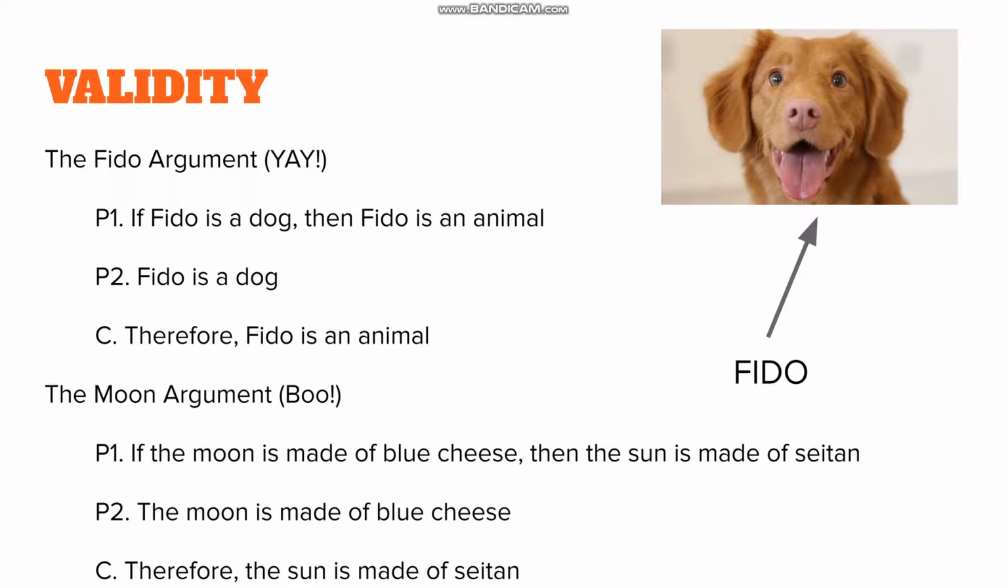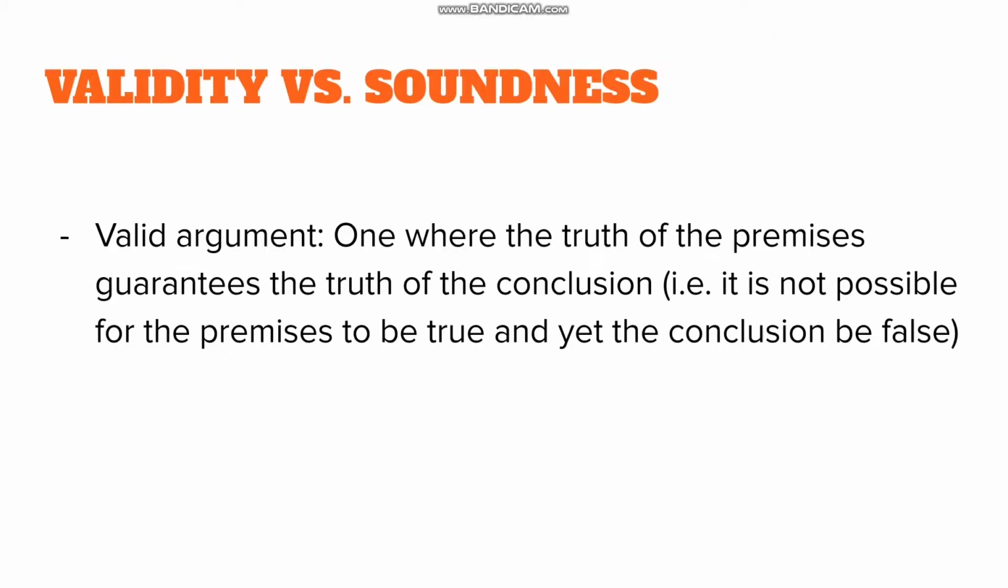Here's the explanation. The Fido argument is what we would call a sound argument, whereas the moon argument is not a sound argument, even though it's valid. So now we arrive at a very, very important distinction between validity and soundness. Recall, a valid argument is an argument where it's not possible for the premises to be true and the conclusion false. If the premises are true, then the conclusion is also true. That's a characterization of a valid argument.